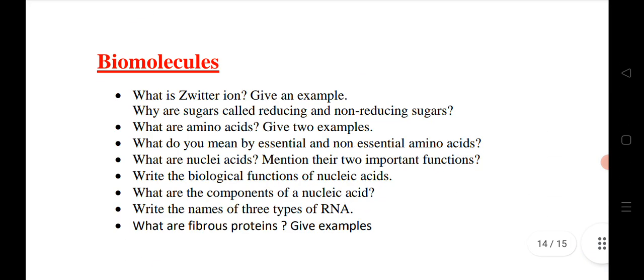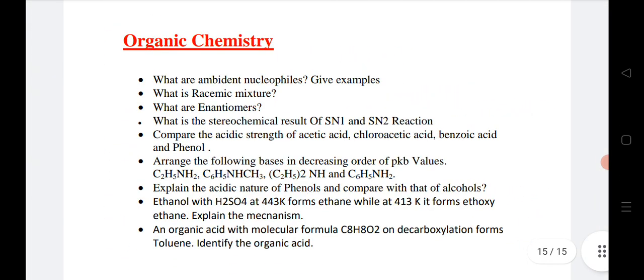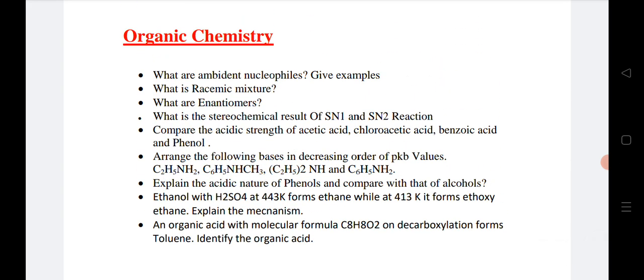Biomolecules, important questions, you can take the screenshot and you can practice. Last, organic chemistry, we have given. This is all about organic chemistry. Last one, 2 marks. If you practice, they will definitely give you good marks for all organic chemistry 2 marks questions.